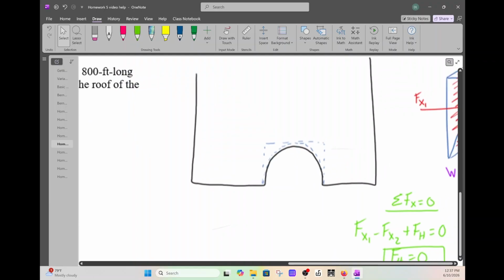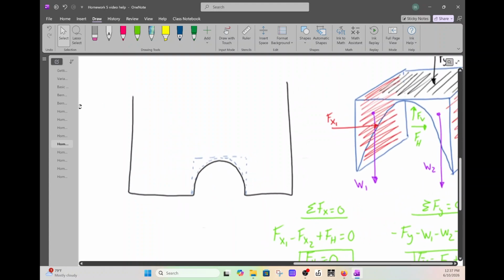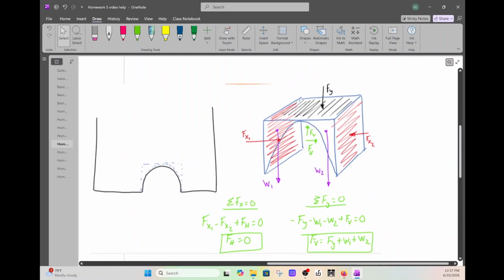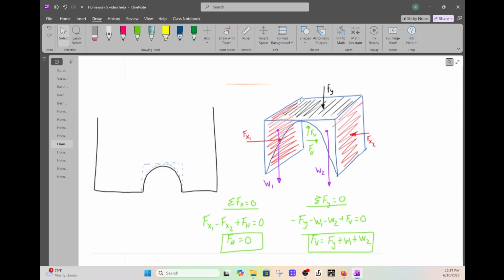So first step you need to do is you only need to isolate the section above the curved section, which is this dotted section here. I redrew it over here. All right, so we have the top surface, which is FY, which is black. We also have the sides, which are FX1 and FX2. Then you have the hydrostatic force component, which is FV and FH. That's the curved part. And then you have the weights. On the left side, W1, and on the right side, W2. That's the weights of the water that are cut in half.